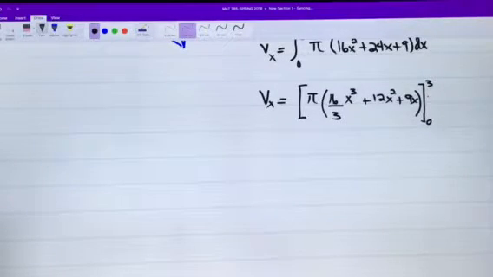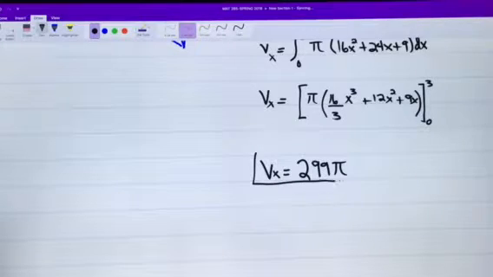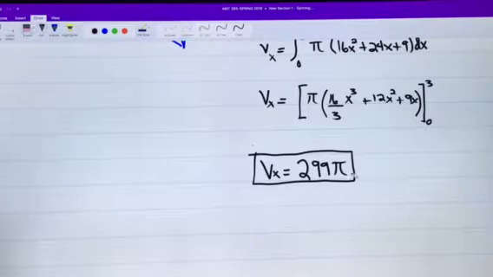And so for the total volume generated about the x-axis, this will end up at 299 pi cubic units. Okay, and a little correction here, not 299, 279. There we go, 279 pi cubic units.